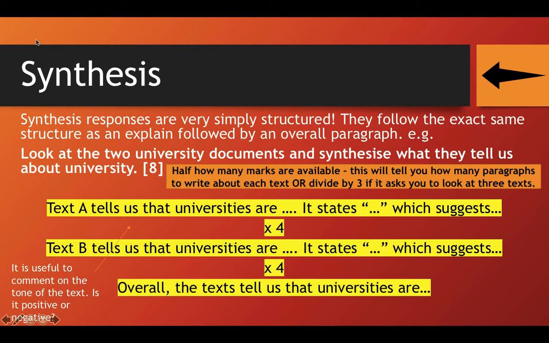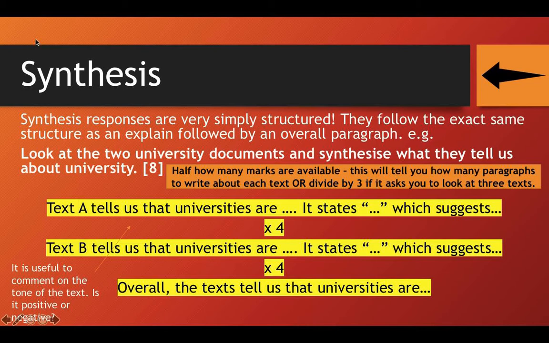As you see I've put down in the corner there, it is useful to comment on the tone of the text, whether it's positive or negative. Once you've done all text A, you'll move on to do the same process for text B, and then at the end you'll just tell me overall the texts tell us that universities are a positive experience, something that other people should embark on.